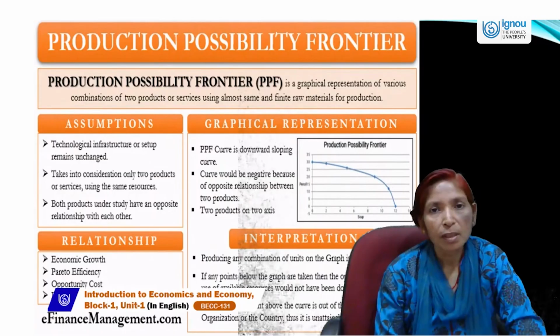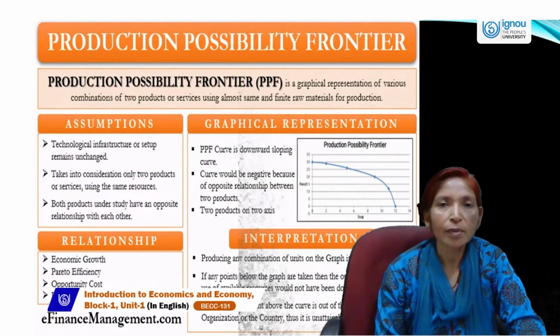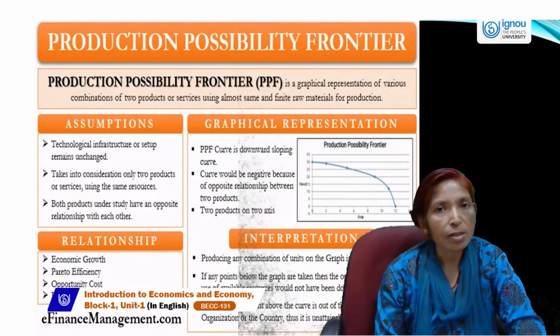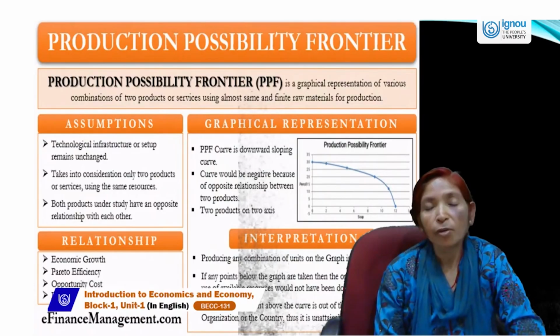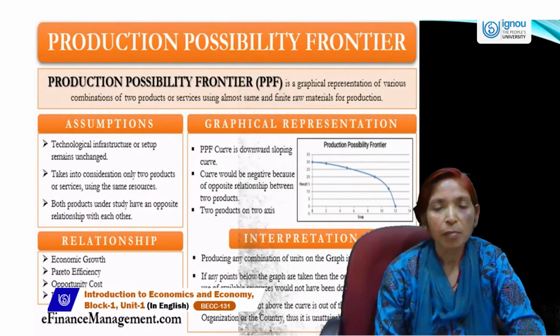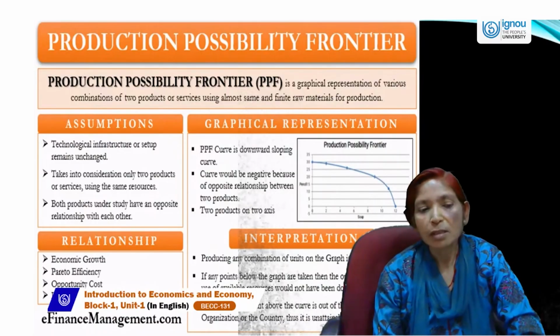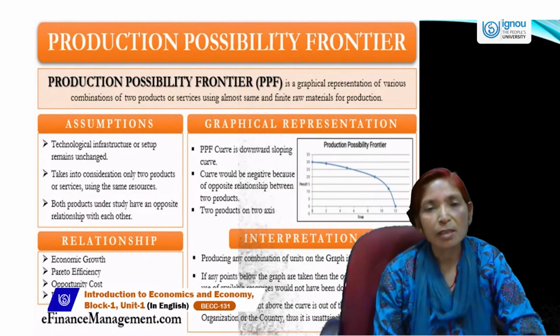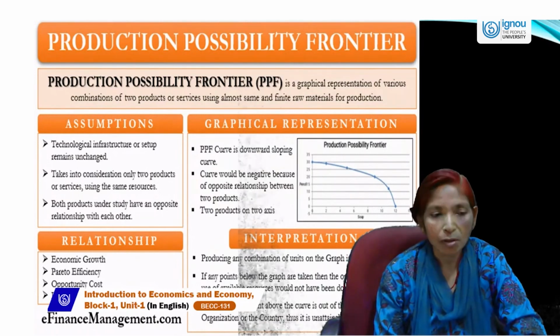Economic growth is also related with PPC. Pareto efficiency is also related with PPC. Opportunity cost is the main responsible cause of the slope of PPC. The PPC slope is always concave to the origin, and the main responsible cause is opportunity cost, which is the next best alternative foregone.